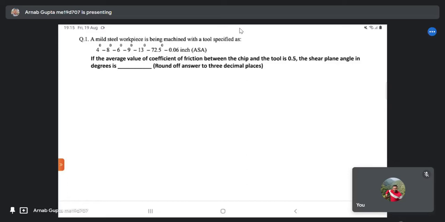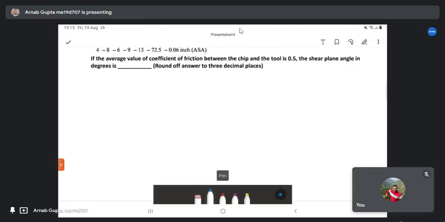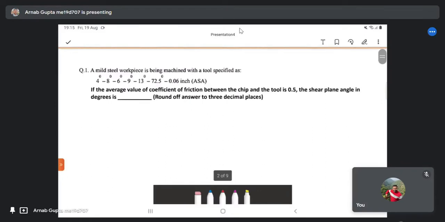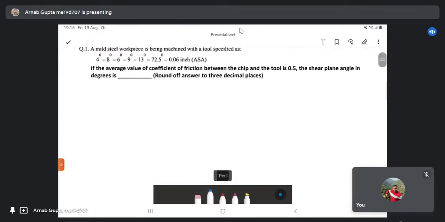Coming to the first question. A mild steel workpiece is being machined with a tool having the following tool signature. In the last live session, we already discussed the different tool signatures and also how we can convert from one signature to another for getting the different values of the angles.